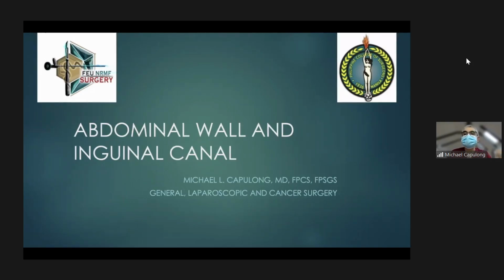Aside from that, we will also be discussing an area which is closely associated with the abdominal wall. Closely associated in such a way that structures from the abdominal wall, as it goes down to the pelvic region and into the perineal area, would form part of the structures and even the enclosures of the inguinal canal.